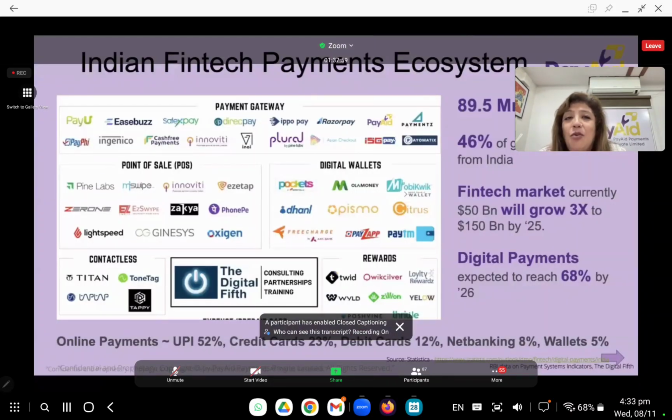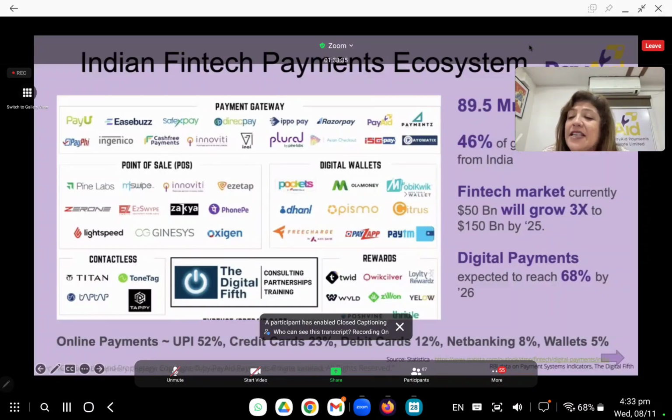Why FinTech? Why should anyone invest? 46% of the global transactions are from India, which is, in my mind, a very sizable opportunity for any investor in the FinTech industry. The FinTech market is currently at 50 billion and is slated to grow 3x to $150 billion by 2025. Now, these are not numbers that I'm quoting off the top of my hat. These are numbers from studies and reports by PwC, EY, Statista, etc.